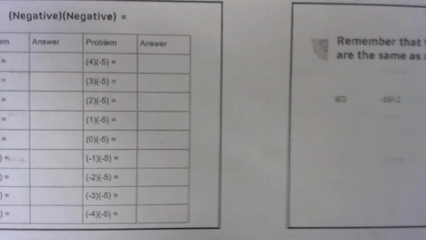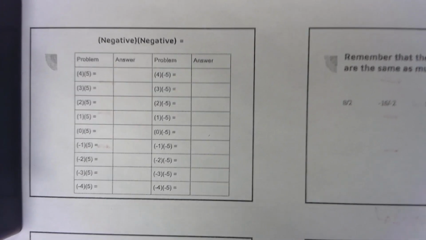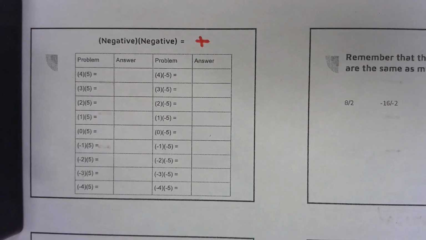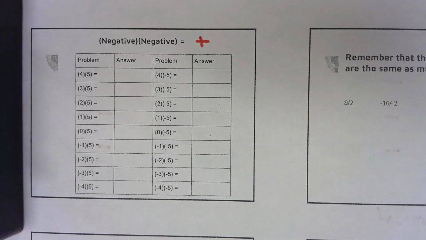Let's not skip. Negative times a negative, we kind of touched on this. Negative times a negative ends up being a positive. Now, again, what I like to think about is those negatives come together and they can form a positive sign, right? There's lines, that's when we need to form a positive sign. Negative, negative is a positive.